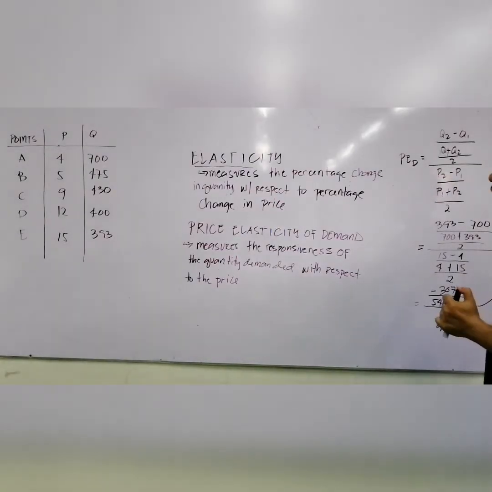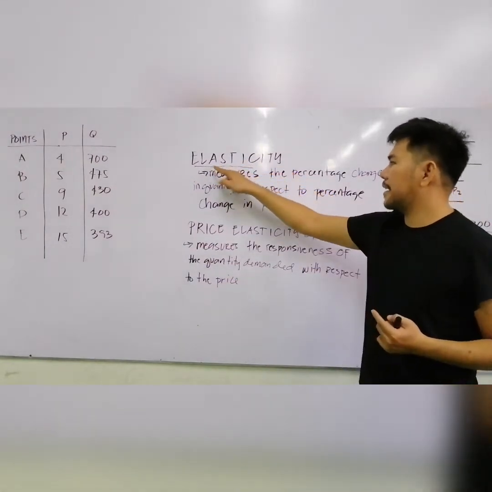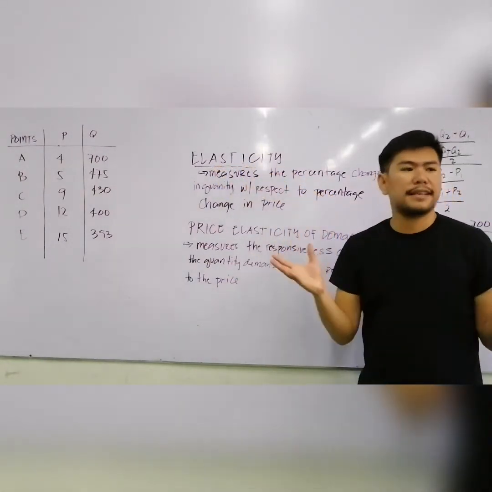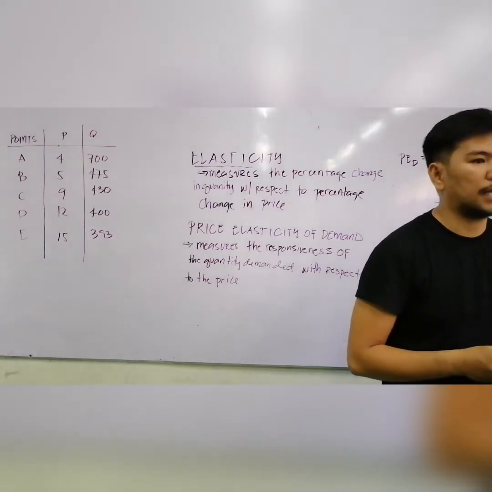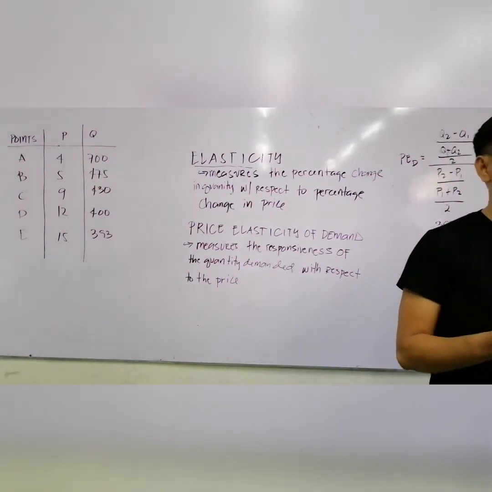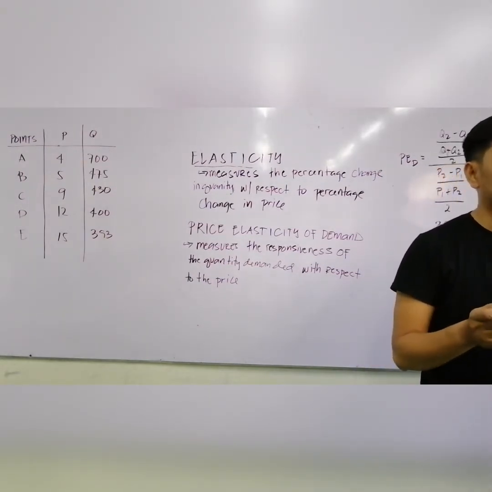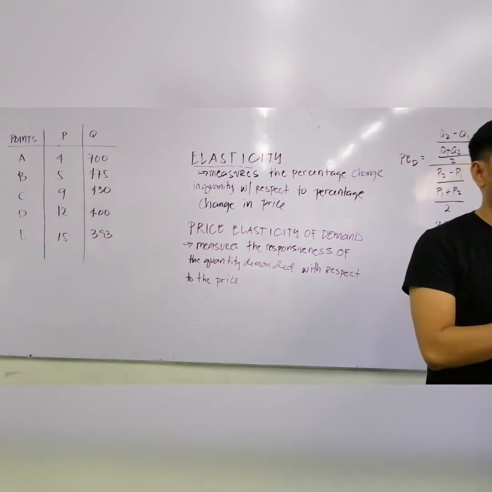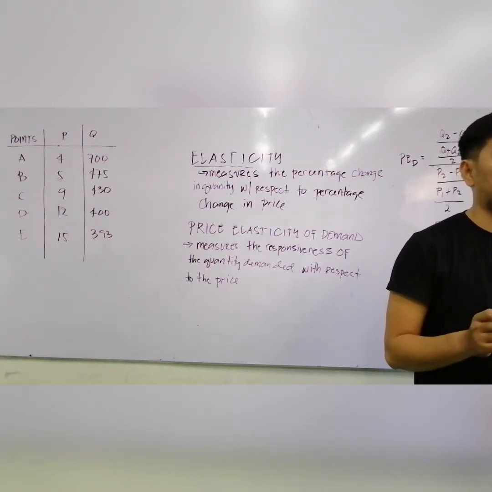Okay, we will discuss elasticity. So, the root word here is elastic. When we talk about elastic, what comes into your mind? Okay, anything that can be stretched, like a rubber band, Chinese garter, whatever. So the length of that object, let's say the rubber band, is dependent on the force that you apply. So we have the independent variable, which is the force, and the dependent variable, which is the length.